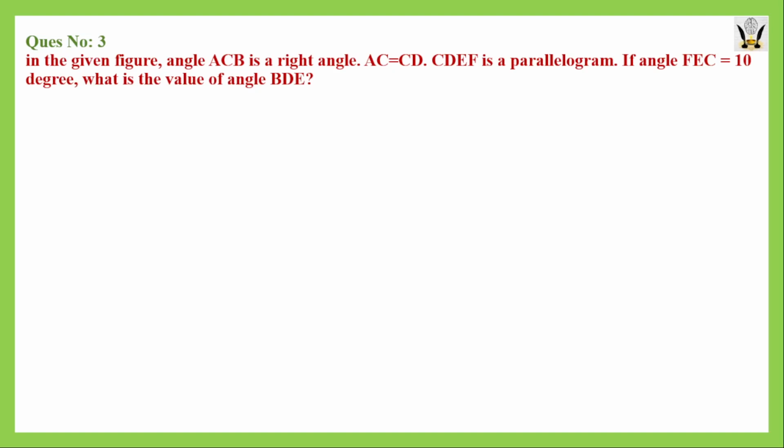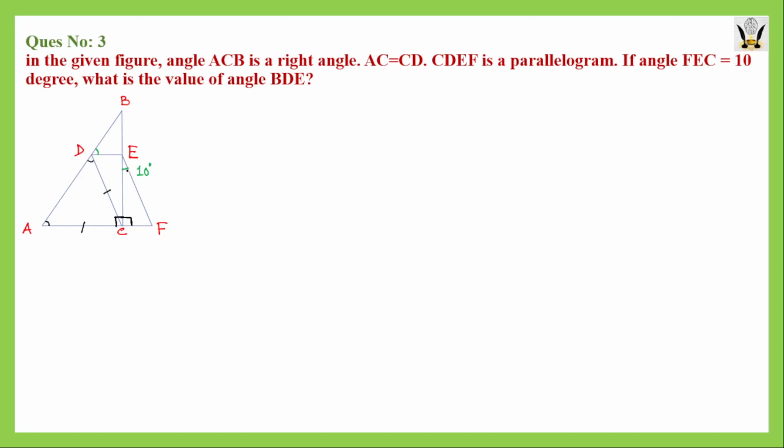Now the next sum: in the given figure, angle ACB is a right angle. So ACB is a right angle. That means angle BCF is also a right angle, and AC is equal to CD. These two sides are the same, that means these two angles will also be equal. And CDEF is a parallelogram. If angle FEC is equal to 10 degrees, we need to find the measure of this angle BDE. BDE, that means this angle.